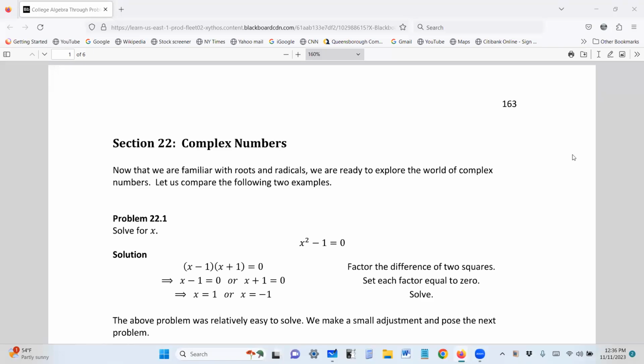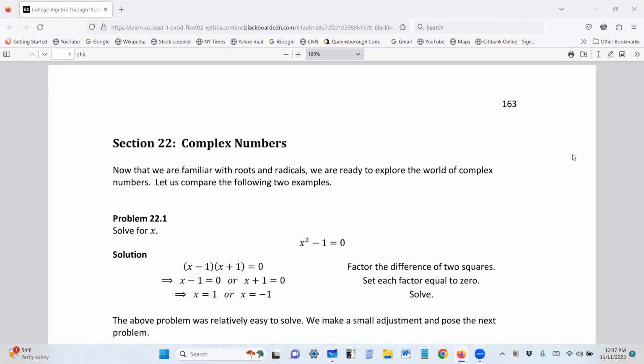Hi, hello everybody. So this is the video dealing with section 22, complex numbers. And again, on this topic, I will have two videos. The first video is going to be an introduction and where we cover the operations of addition and subtraction, evaluation, and multiplication. The second video is going to be dealing exclusively with division, which is a little bit more complicated.